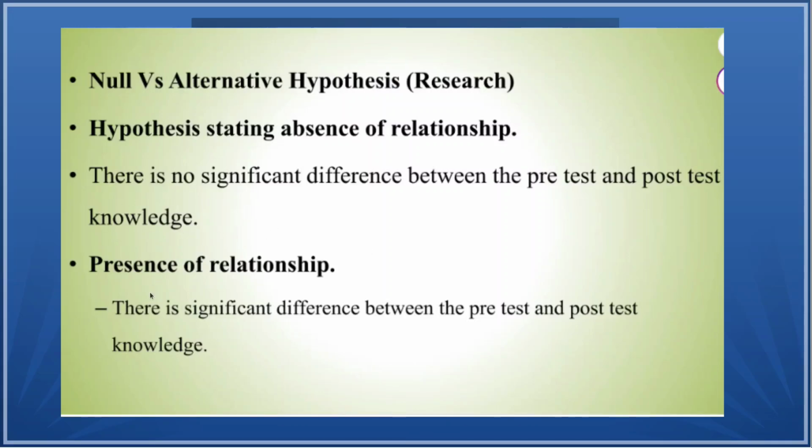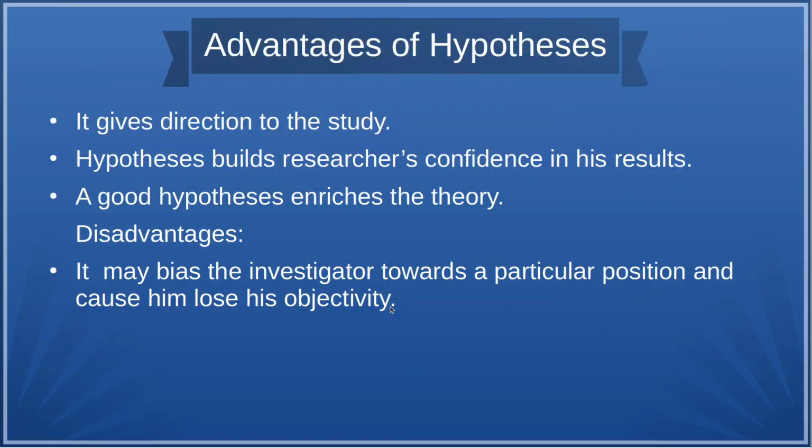Then alternative hypothesis, for this what is alternative? There is a significant difference. Here in the null you are telling there won't be any significant difference, but here there is a significant difference between the pre-test and post-test knowledge. Those are the four types of hypothesis.